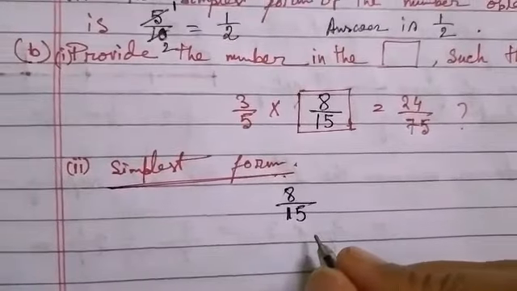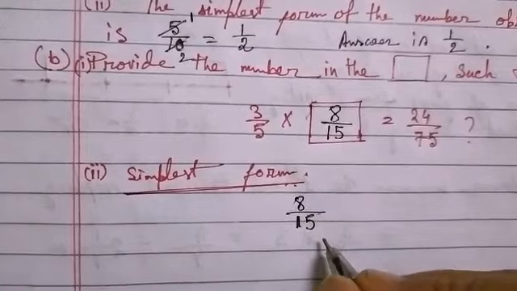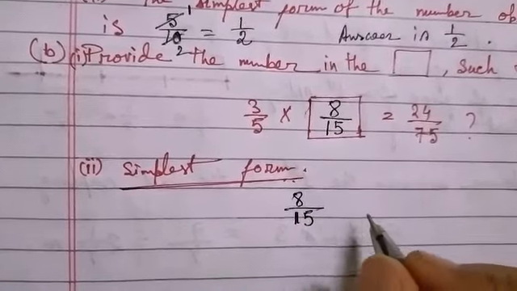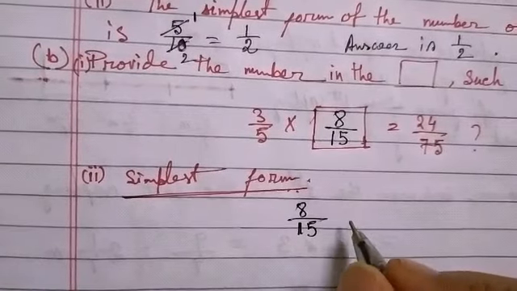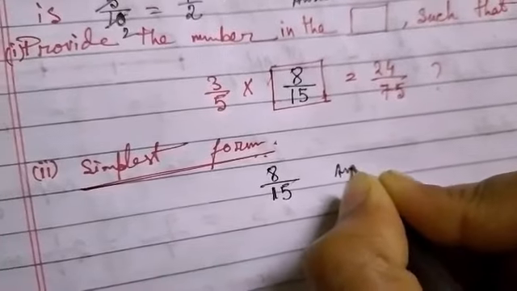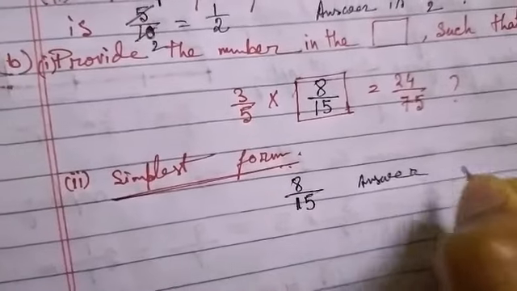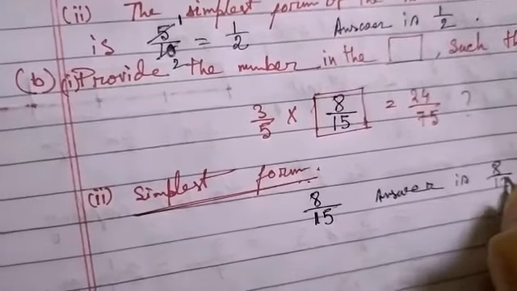It can be converted into simplest form. By 2, here by 4, that can be cut. 8 and 15? No. So the number is 8 by 15. This is the lowest term, and this is the answer also. Answer is 8 by 15.